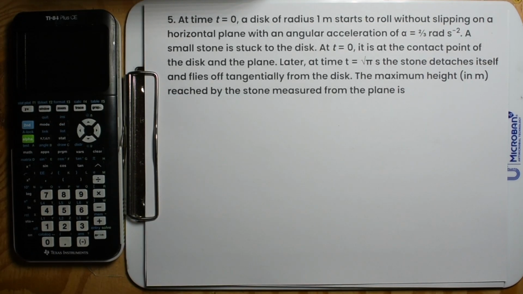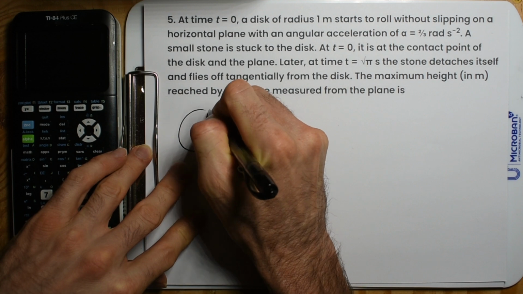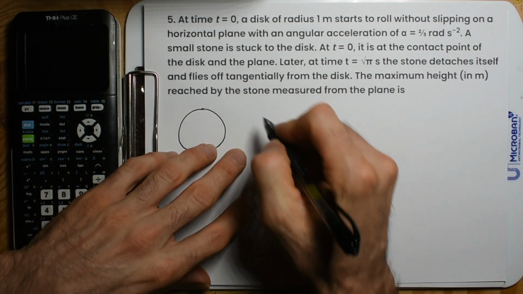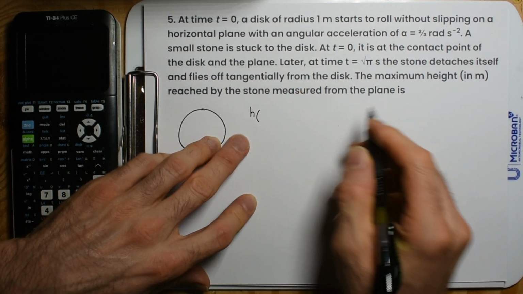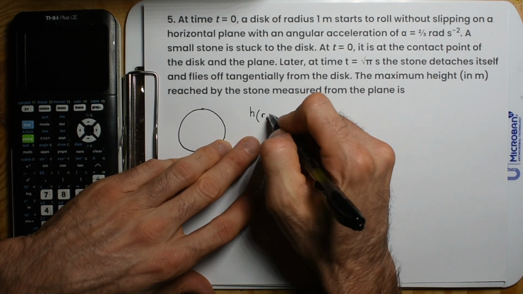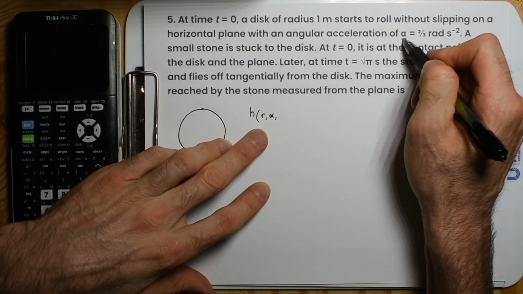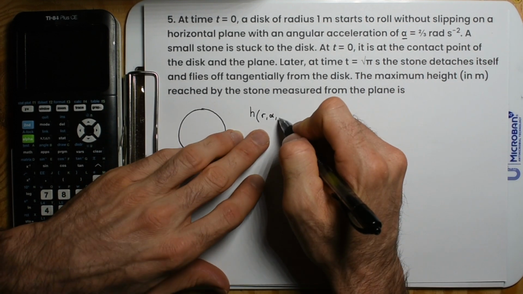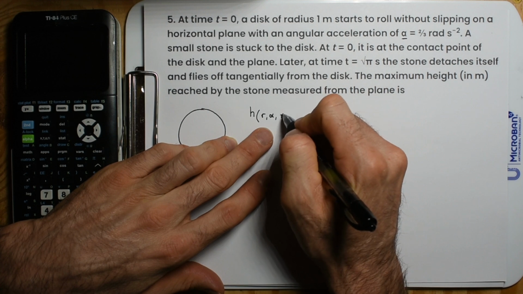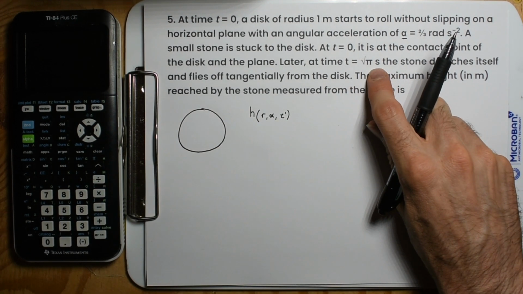Alright, my camera stopped and I just kept on talking, but now we're going to bring it home. We basically know the whole problem setup, and what we want to find is that maximum height as a function of all our input parameters: our radius, our angular acceleration, and our t prime, which is going to be the square root of pi over theta.